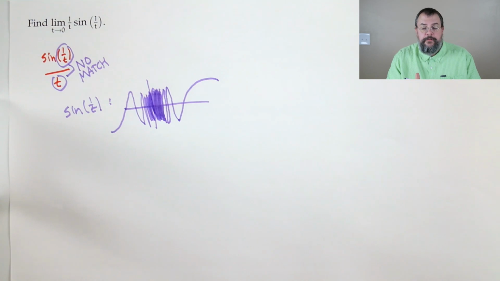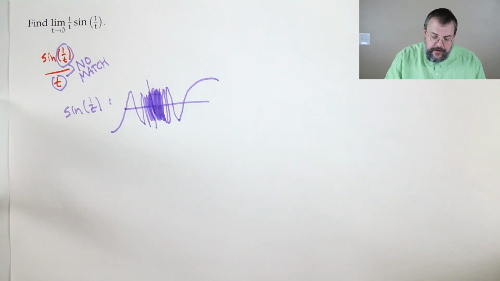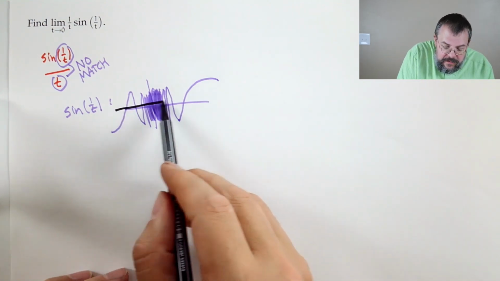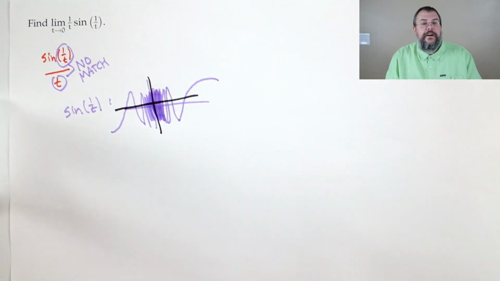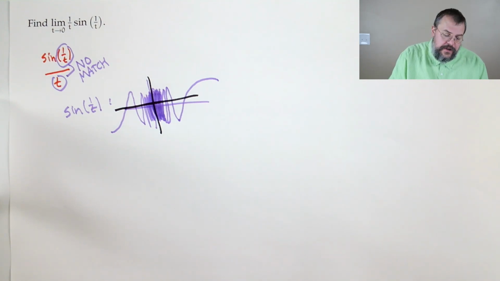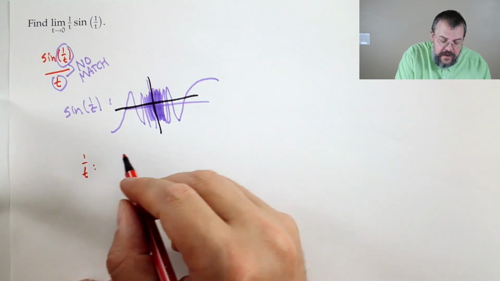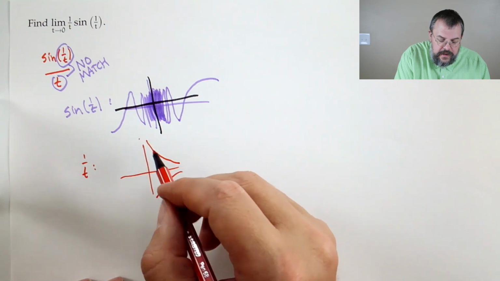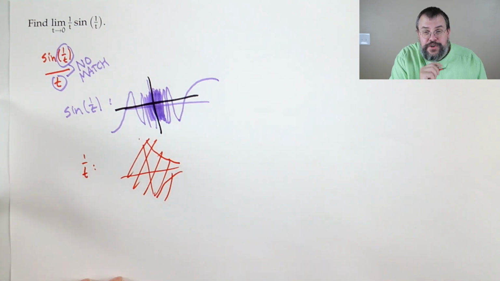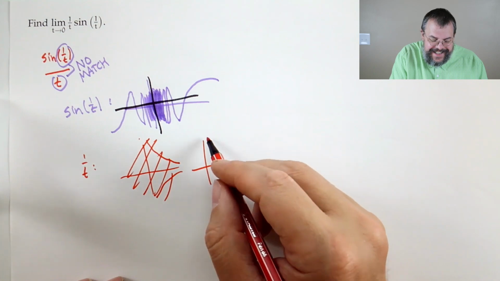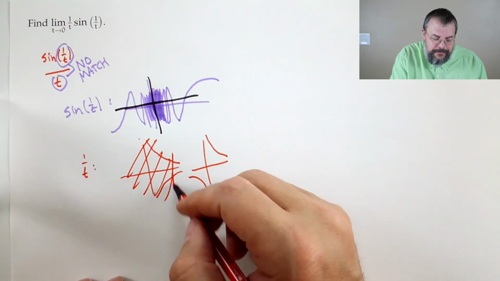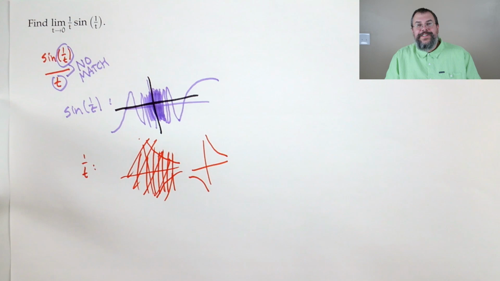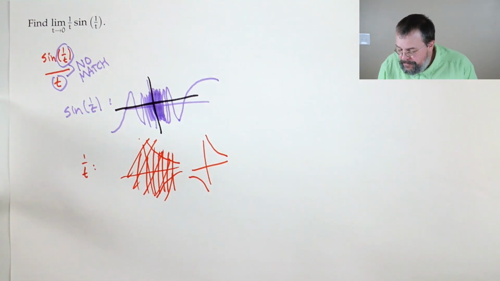Okay, so that's what the sine of 1 over t is. I've drawn in so many oscillations you can't even see the axes anymore. Okay, let's throw in some axes there. All right, so what happens then with the 1 over t? Well, 1 over t does this. I'm getting ahead of myself. Pretend like you didn't see that. All right. 1 over t. There we go. So that's what 1 over t looks like.